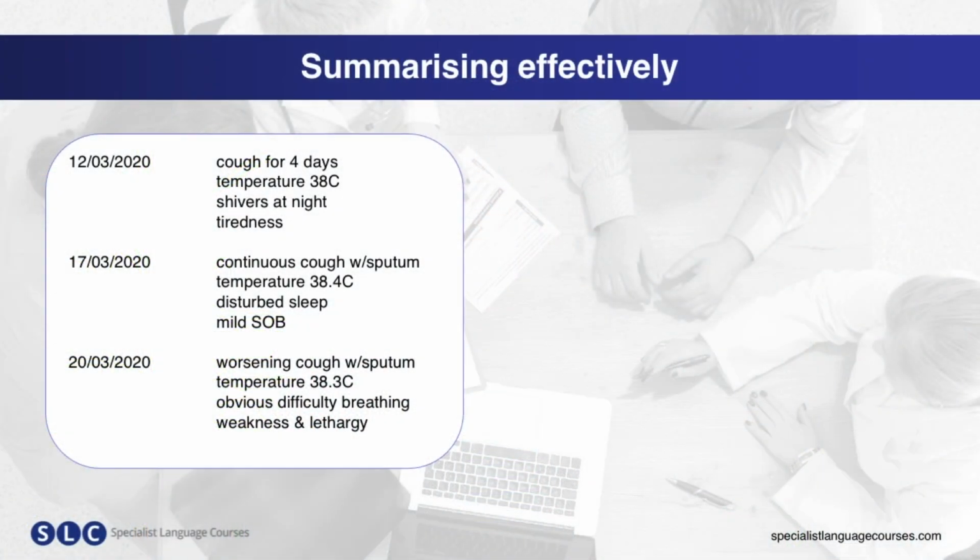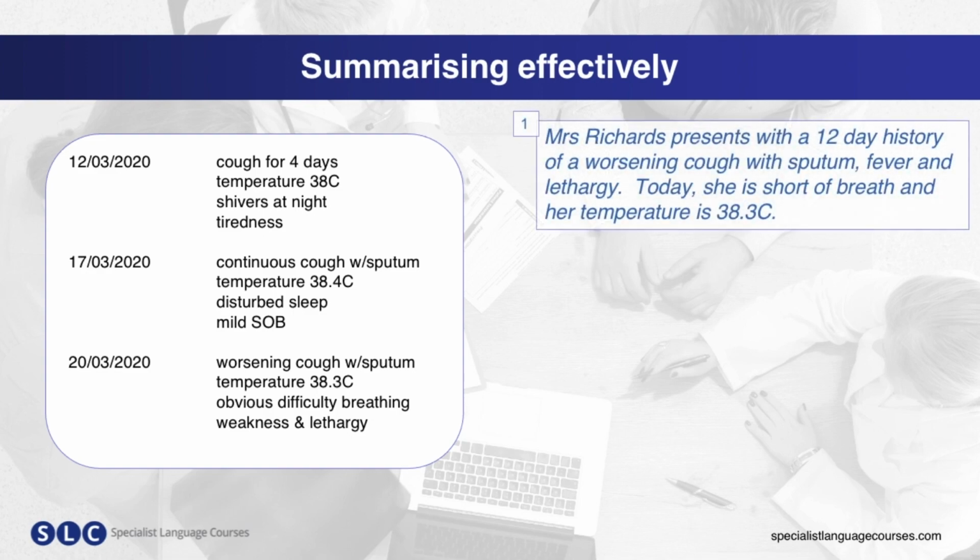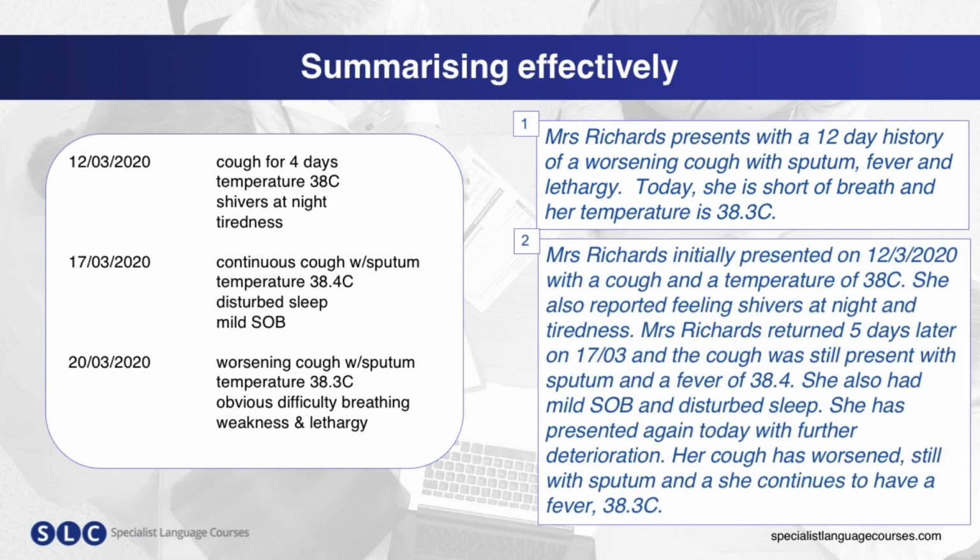Summarizing effectively is an important part of conciseness and clarity. You need to summarize the case notes and the relevant information you have selected without going into too much detail, but still clearly communicating the key information. Take a look at this extract from some case notes. The patient has visited the GP 3 times with worsening symptoms, and these need to be summarized effectively for the reader. From the 2 examples here, which do you think is more effectively summarized and why?